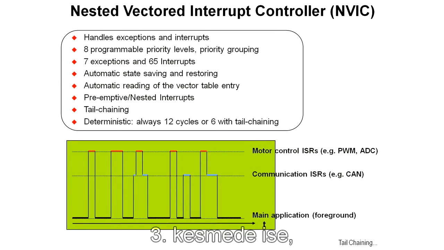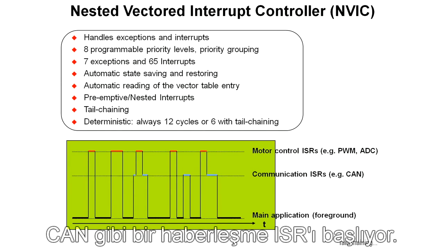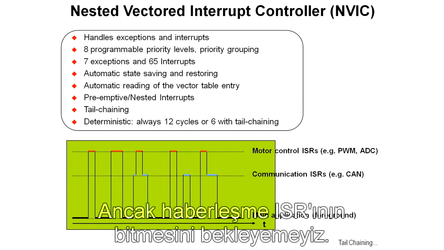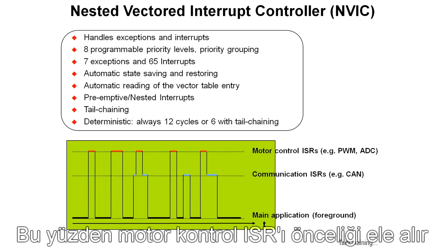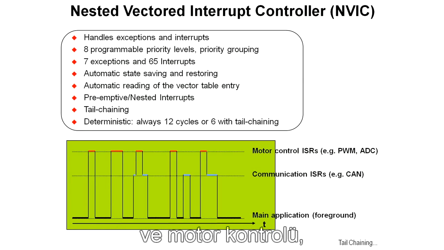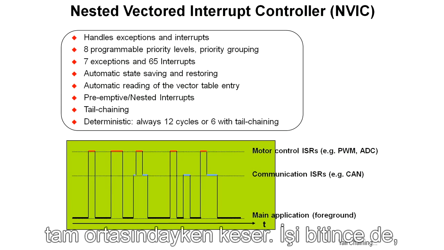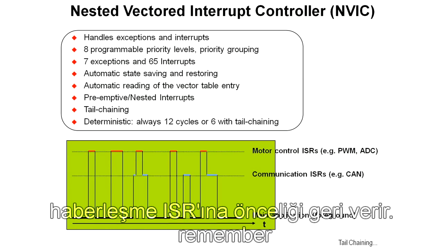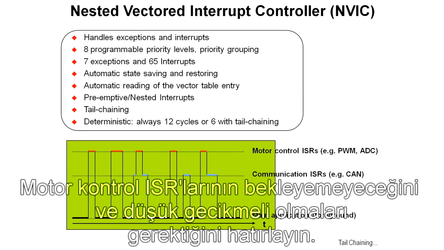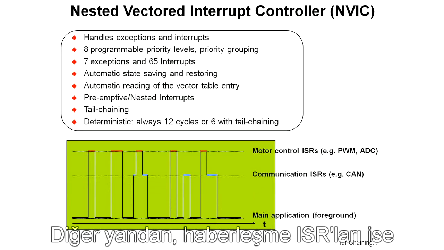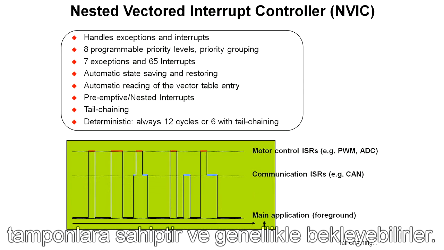That's fine. Well, here we are in the third instance here. A communication interrupt service routine, like the CAN, has started operation. We can't wait for the communications ISR to complete. So the motor control ISR preempts that. The motor control interrupt interrupts the communications ISR and runs right in the middle of it. At the end of that ISR, it transfers its control back to the original communication ISR. Remember, motor control ISRs cannot wait. They must be low latency. Communication ISRs, on the other hand, tend to have buffers associated with them, and they can generally wait.